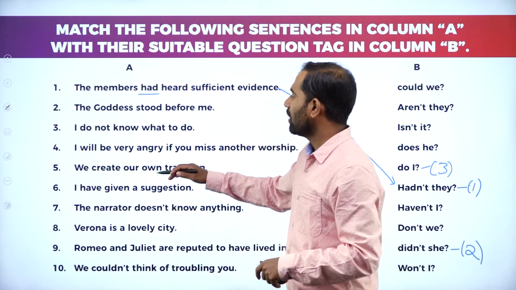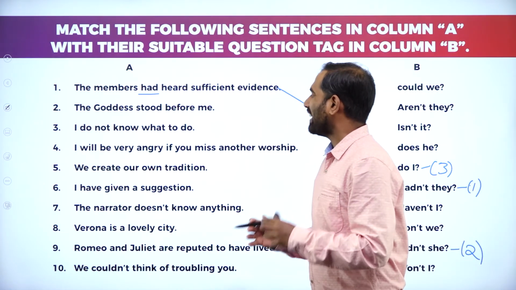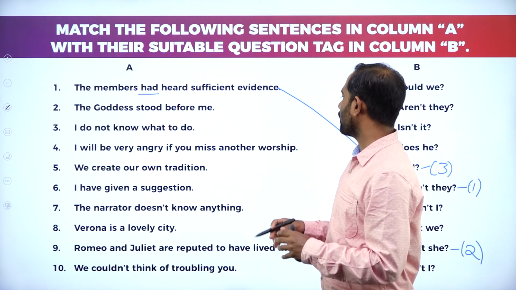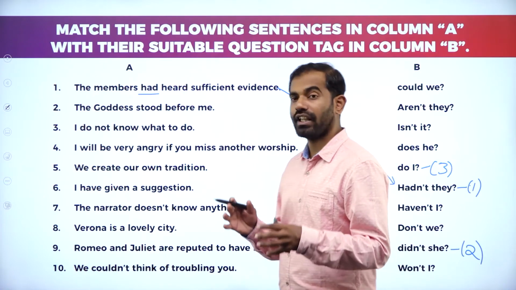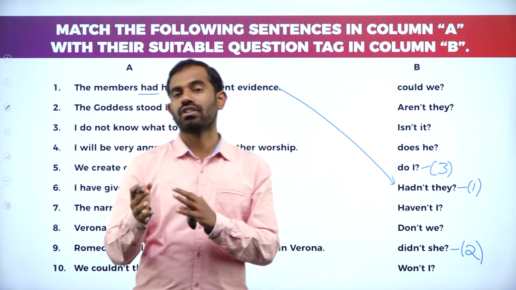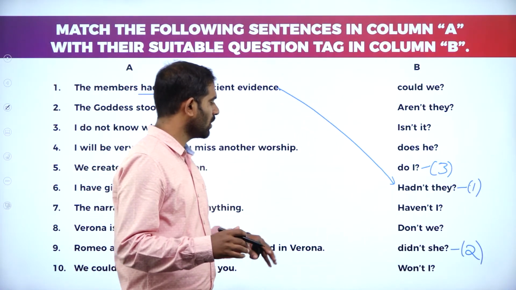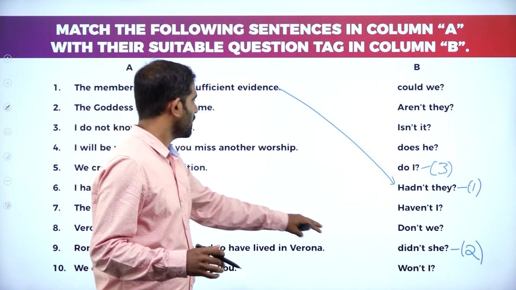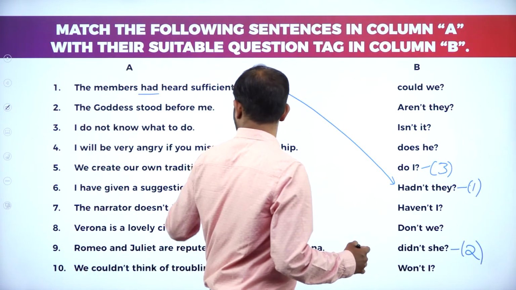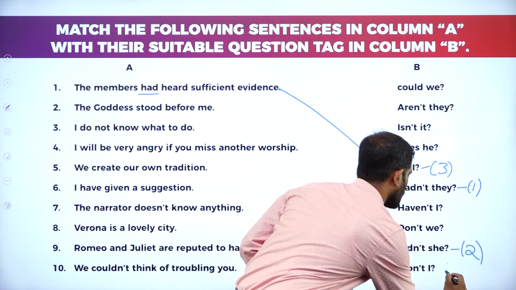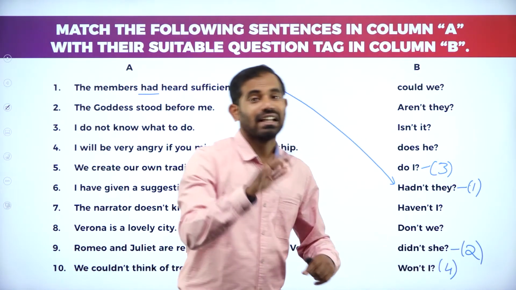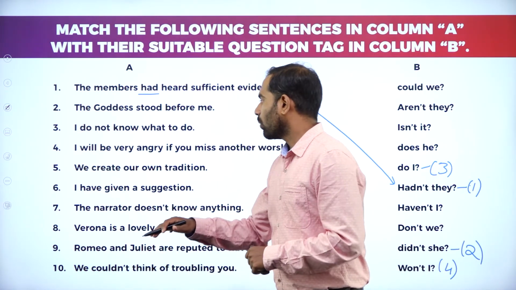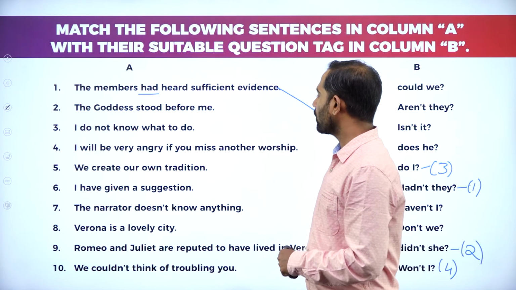Next one. I will be very angry if you miss another worship. I will be very angry. It is positive, sort of affirmative. So it should be won't I. Fourth one is won't I.